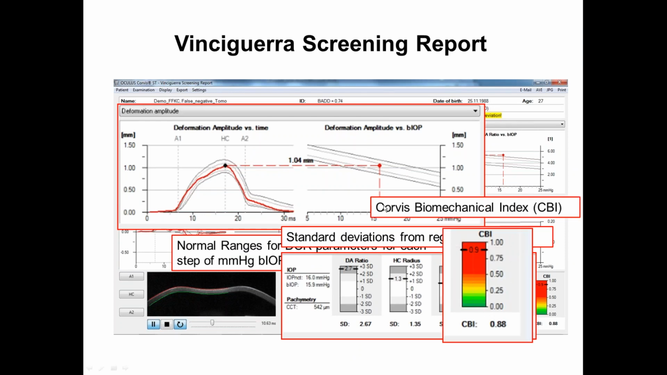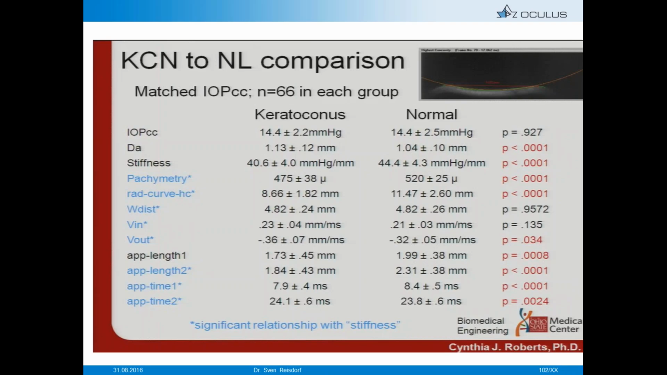Overall, it's going to give you this Corvus biomechanical index value. And as you can see, the green, yellow, and red, meaning normal, borderline, and abnormal, give an overall assessment of the biomechanical properties of that cornea based on the Corvus outcomes. And I think at the beginning of the talk, Bill talked about the work that Cynthia Roberts at Ohio State has done with Corvus, looking at keratoconus.